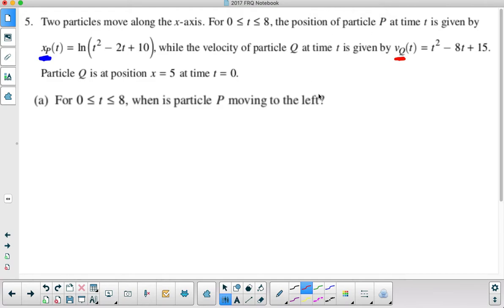All right, so part A: for time between 0 and 8, when is the particle P moving left? Okay, so when we're trying to find out when the particle is moving left or right, we need to know where the velocity is 0. So we're going to take this x of p, and figure out what the velocity is. That means we've got to take the derivative, right? So x prime of p of t, which that's not a t.